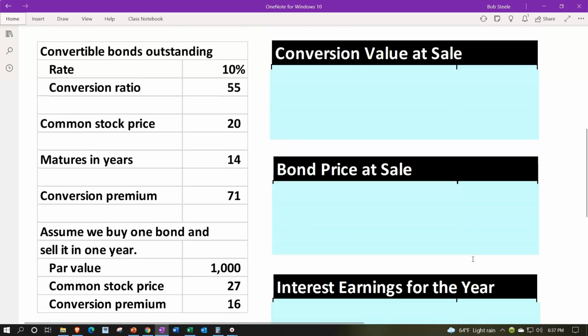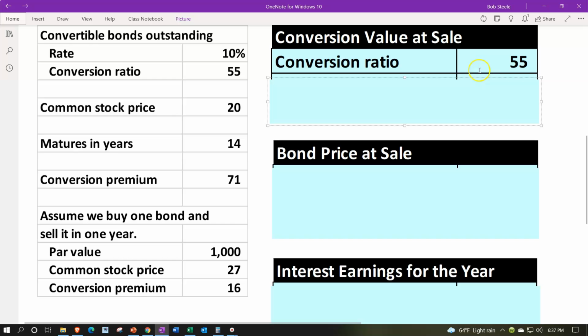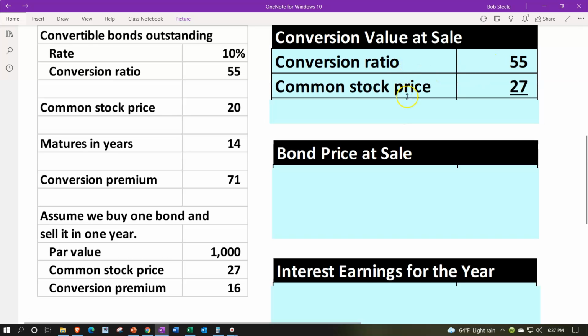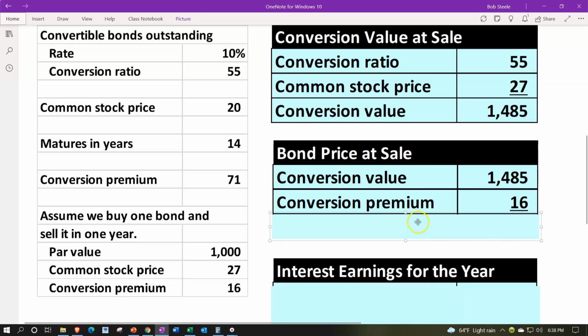Then we're going to consider the conversion premium at the point of sale. So we're going to think about this a year later. We have the information down below, the common stock price at 27, the conversion premium now at 16. Given those numbers, we still can convert these into 55 shares, and now the market price at that time is 27. So 55 times 27 gives us a conversion value of 1,485. Then they give us the conversion premium, which once again is the amount over and above the conversion value to get to the bond market price. So 1,485 plus the conversion premium of 16, the bond price at that point is 1,501.